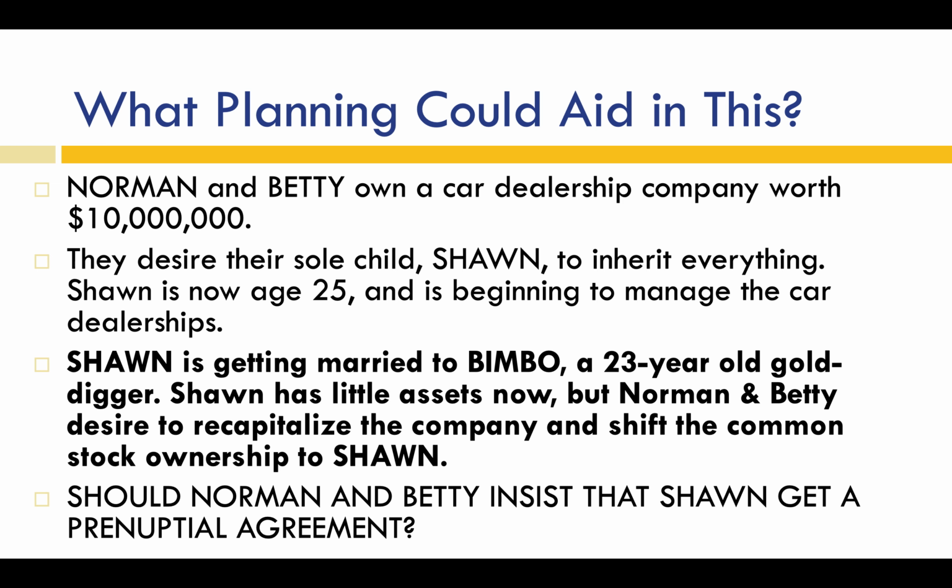Sean has few assets now, but Norman and Betty want to recapitalize the company and shift common stock ownership and control of the company over to Sean. Norman and Betty want to retire within the next 5 years. And there are different ways of doing that.